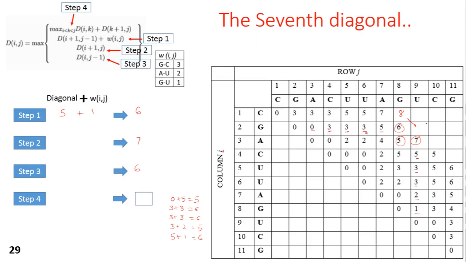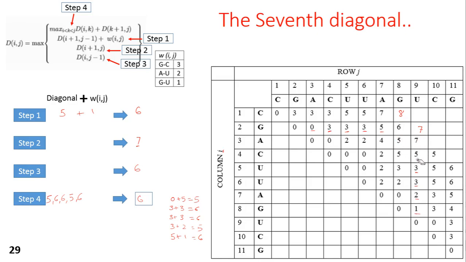1, 2, 3, 4, 5. Okay, so we have got 5 numbers: 5, 6, 6, 5 and 6. Which one is the maximum of these 5 numbers? 6. Of the values that we obtained for step 4, which is the maximum? 7. Therefore we would populate over here with 7.